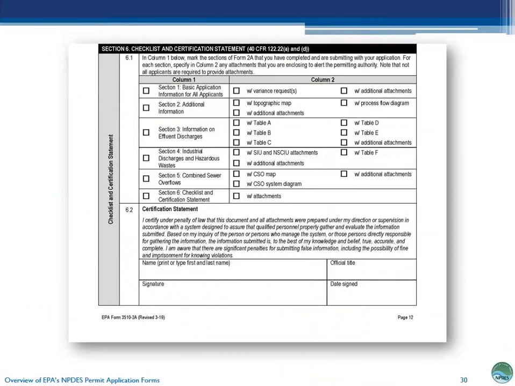Once the applicant has completed all other portions of the application, the applicant should complete the checklist and certification statement section located at the end of the form. The checklist is included to ensure that the applicant has completed and is submitting all of the required information, including any attachments. The certification statement certifies the information submitted in the application is true, accurate, and complete. Note that the Clean Water Act establishes strict penalties for knowingly providing false information in an NPDES application.